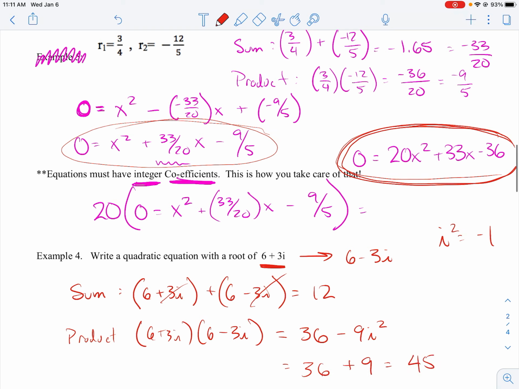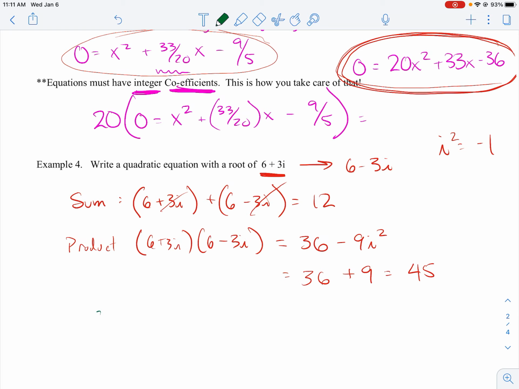And so our answer, which I will write in big old green letters, is going to be 0 is equal to x squared plus, oops, I'm sorry, not plus, minus 12x plus 45. And there's our answer.